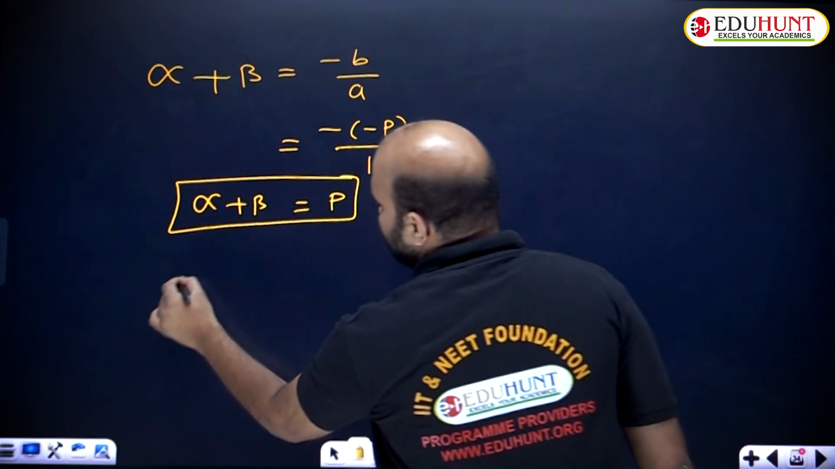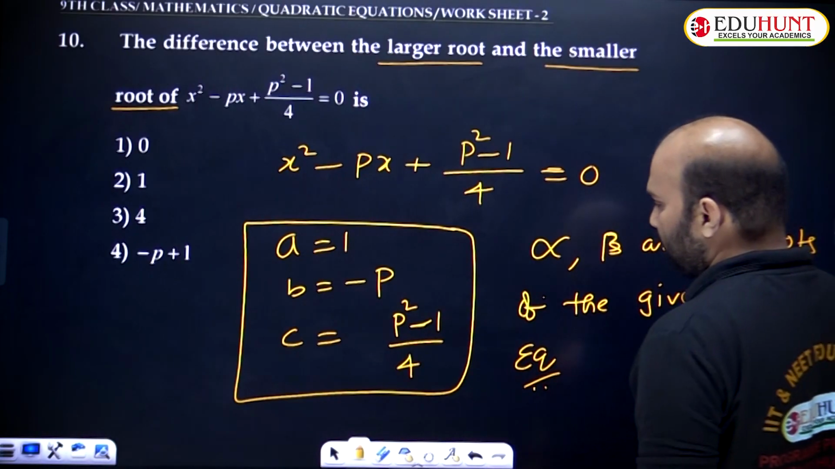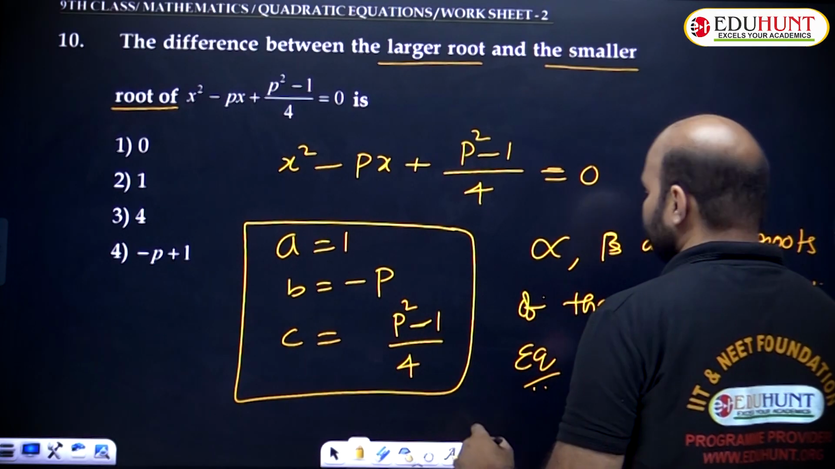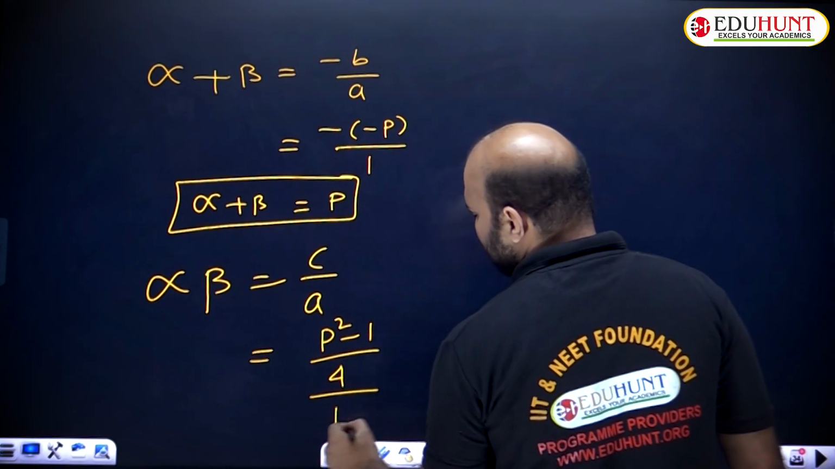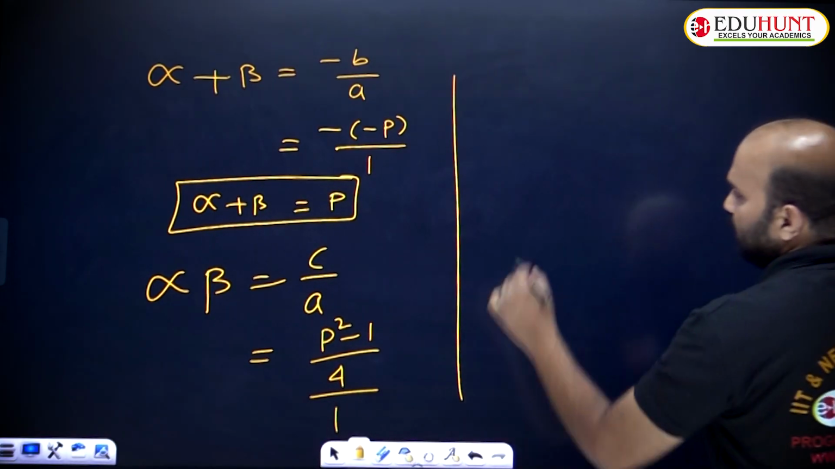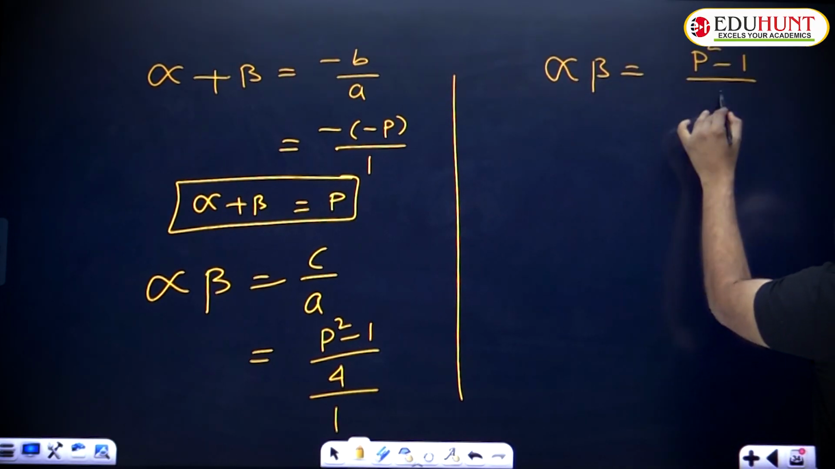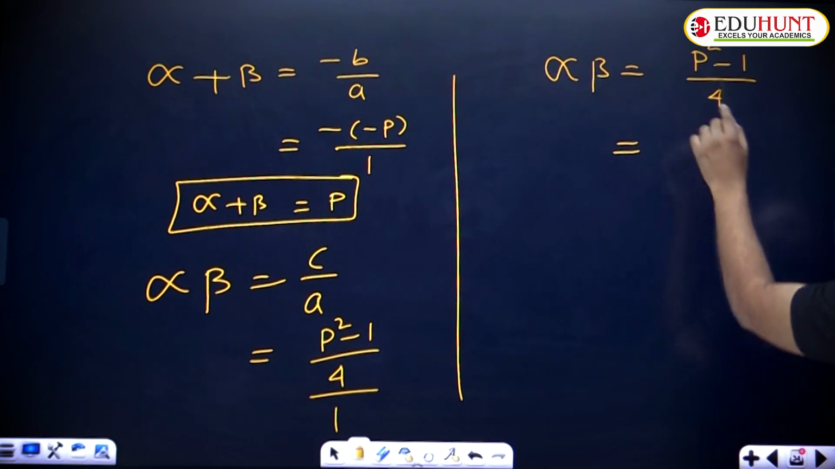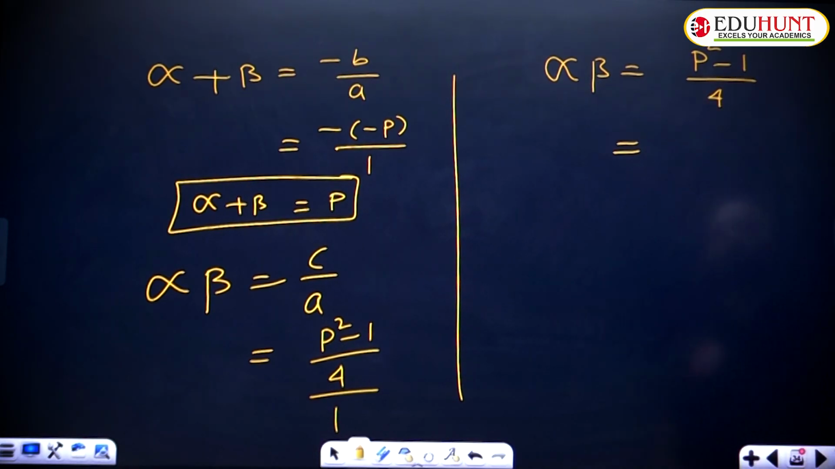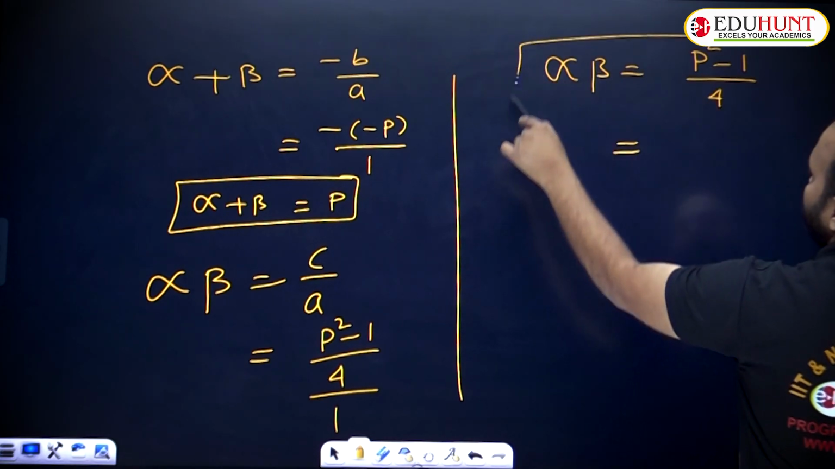Next, the product of the roots, alpha into beta, by the formula c/a. Here the c value we are given is p² − 1/4, and a is 1. So alpha into beta is (p² − 1/4)/1, nothing but p² − 1/4. That is the alpha into beta value.